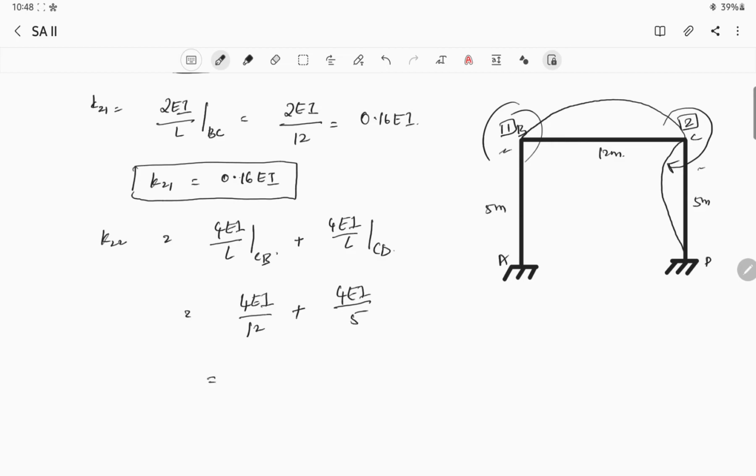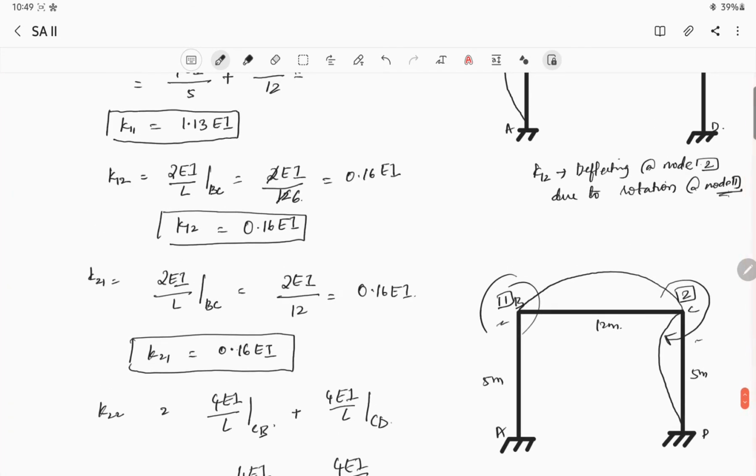If you solve this, you will get 4 by 12. 4 divided by 12 is 0.33 EI, plus 4 by 5. 4 divided by 5 is 0.8 EI. If you add these two terms, you get 1.13 EI. This is K22. So we got the values of K11, K12, K21 and K22. Now substitute all the values here.